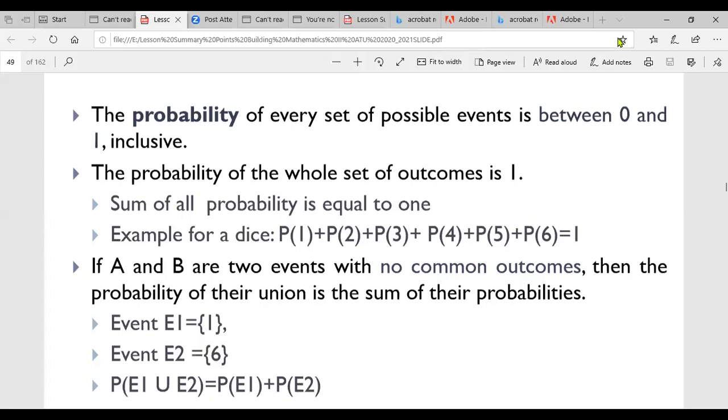The first thing we are supposed to know is that the probability of any event always lies between 0 and 1 inclusive. In other words, 0 is always less than or equal to the probability of an event, which is less than or equal to 1. This is what we mean by inclusiveness. So if an event doesn't happen, that's 0. And if it is sure to happen, that is 1. But if we are not certain, then we are in between 0 and 1. Good. Now let's move on to the next rule.